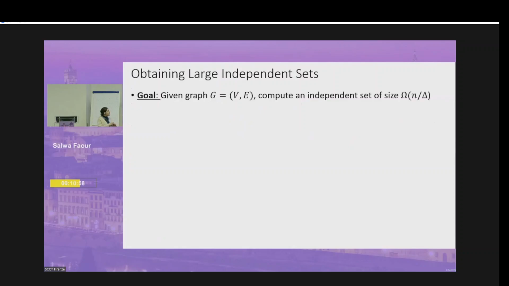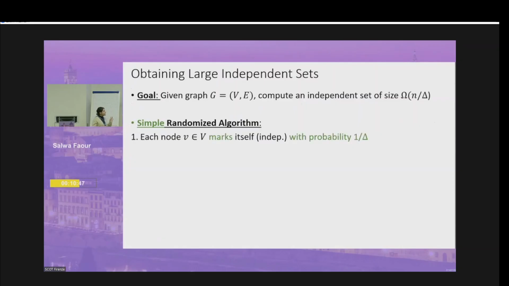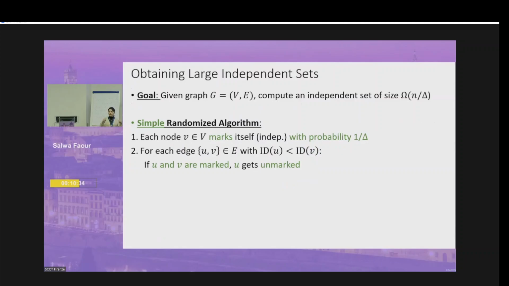Okay, so what is the goal now? I give you a graph and I want to compute an independent set of size big omega of n over delta. We observe first that there's a simple randomized algorithm to do so. Every node initially marks itself independently with probability 1 over delta. And if we look at each edge where both of the endpoints are marked, then I also unmark the lower ID node. I do this for every such edge. At the end of the algorithm, I output the set of all marked nodes, which you can see is an independent set.